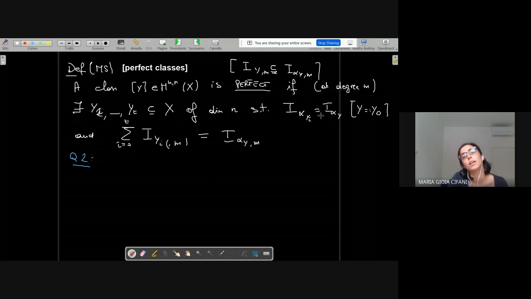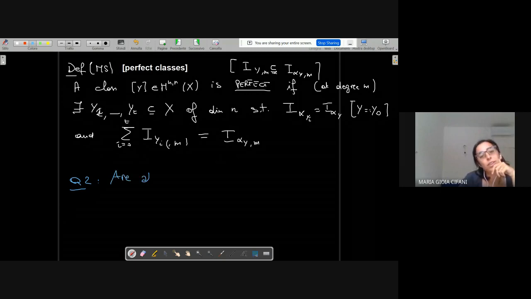So if we can rewrite this property in a way to control it, what does it mean that they define the same ideal? We know which curves we have to check for perfectness of a class, and we can reconstruct exactly this ideal here. So the question that they ask, maybe I can write with more space. The second question that we will answer, or try to answer for curves, is: are all the classes perfect?